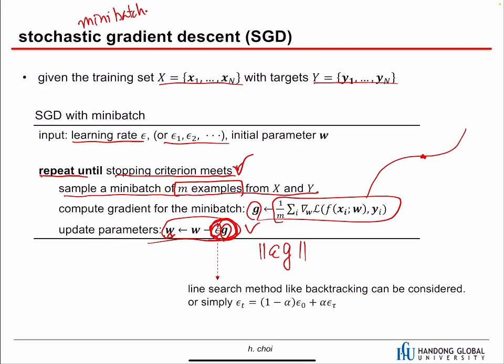The next topic is epsilon. As I said, we can fix a learning rate epsilon in advance, or we can come up with a rule to change this epsilon. We can also use another algorithm, something like backtracking. We can use a line search method like backtracking to determine the best epsilon. Or simply, we can come up with a rule to change the learning rate.